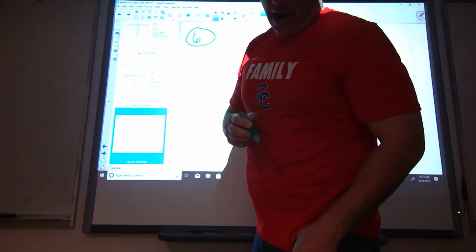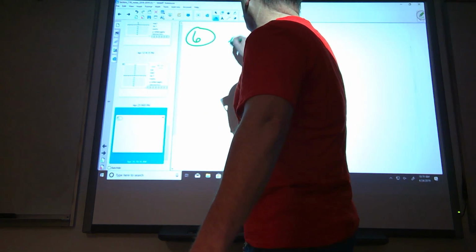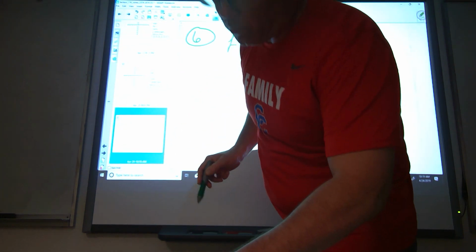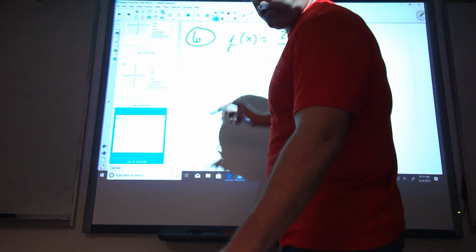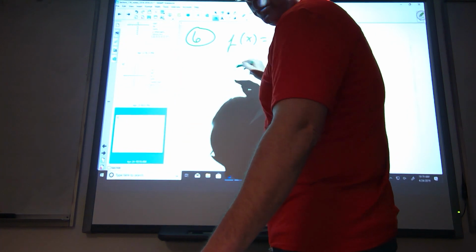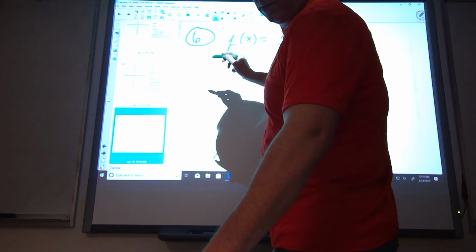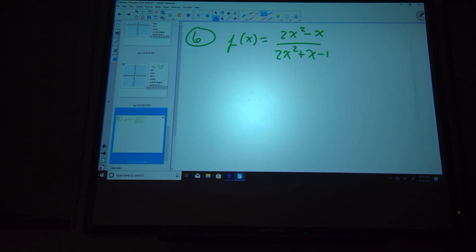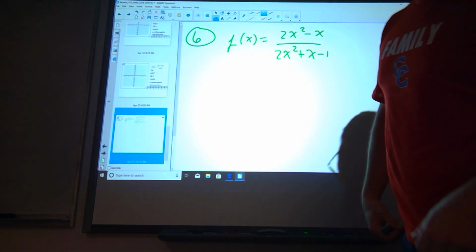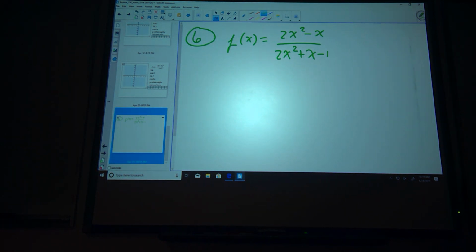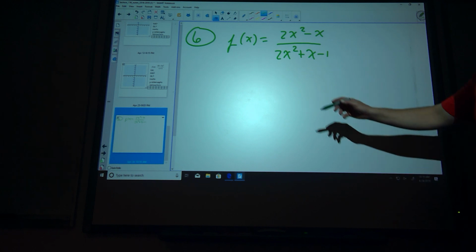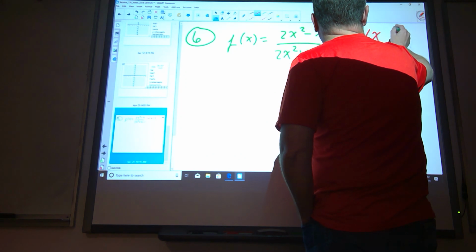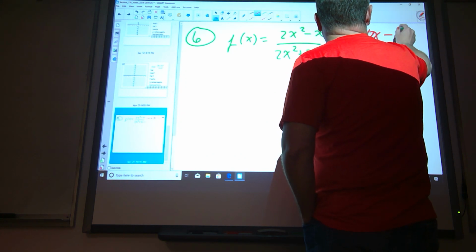All right, problem number 6. So we have f of x is equal to 2x squared minus x over... They just want to know, for the rational function, identify the location of the hole as an ordered pair. Okay, so we need to factor top and bottom. Agreed? You can take 2x out of the top. So that's 2x minus 1.